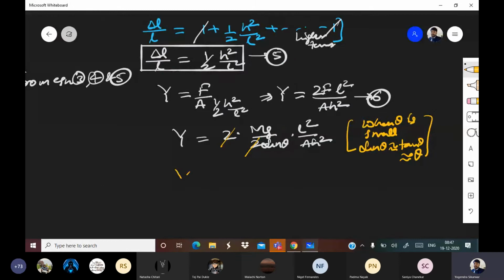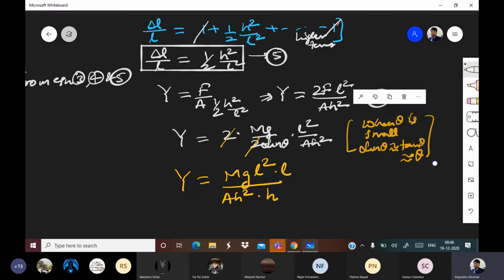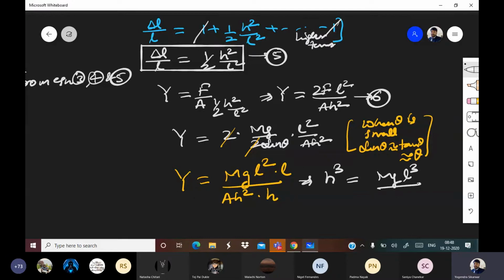So what we can write is y is equal to mgL² upon a h² into h by L. So this L goes up, and now the question is almost over. So basically h³ is equal to mgL³ upon aY. h comes out to be mgL³ upon aY.